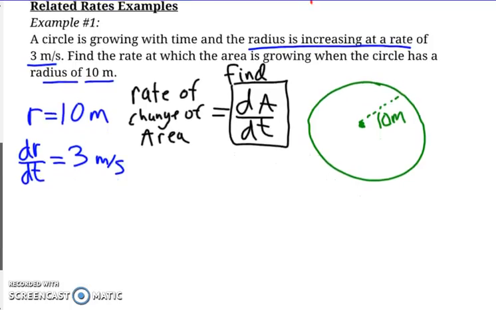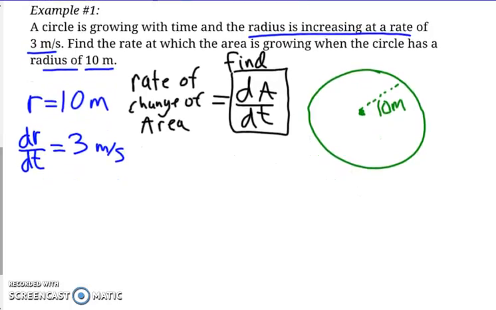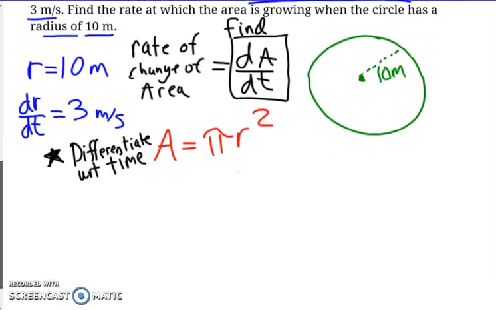The next thing we need to do is somehow relate the radius of a circle to the area of a circle. Well, hopefully you remember from your geometry days that the area of a circle is pi r squared. Once you have that relationship, now we differentiate with respect to time. This is what you did in your warm-up.